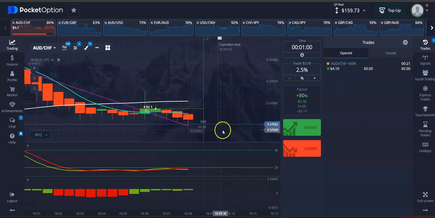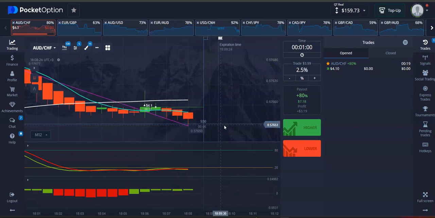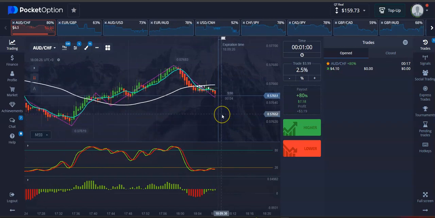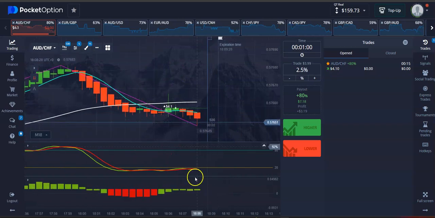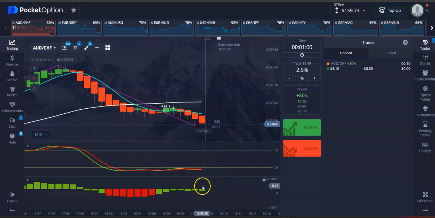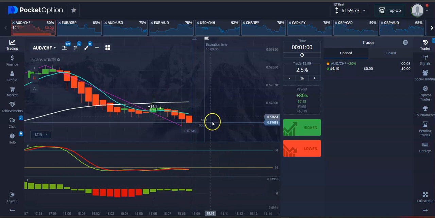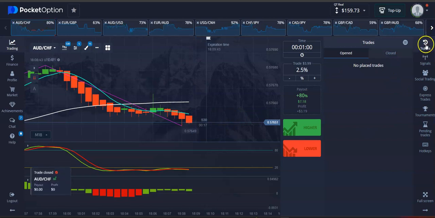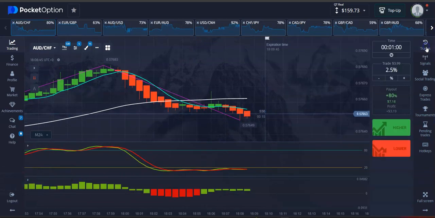20 seconds. Doesn't look like it's going to go our way. Even though we have the green bars over here, it's going the opposite way. Seems like sellers are winning this battle. 3 seconds. Yeah, that was the second loss of the day.